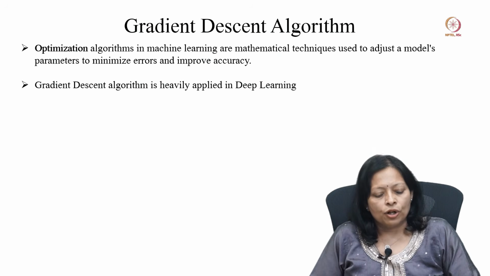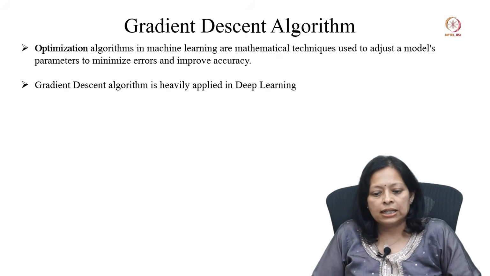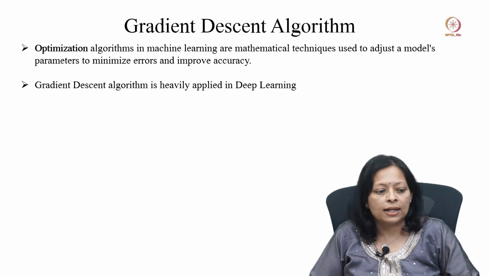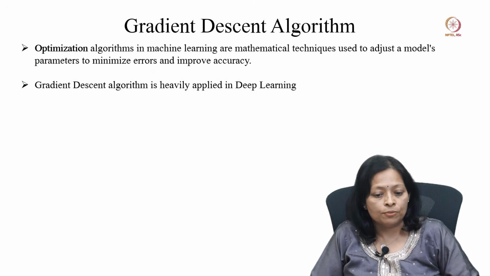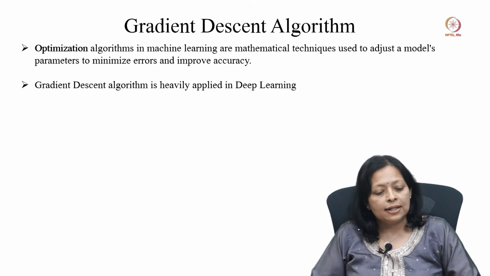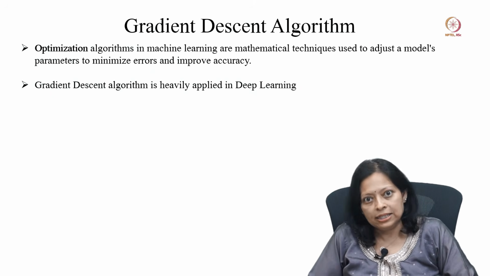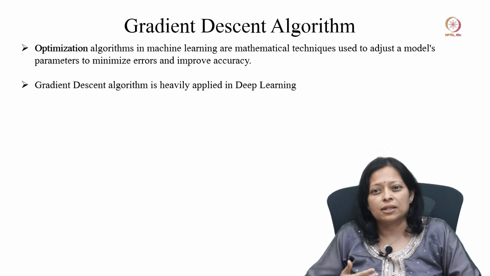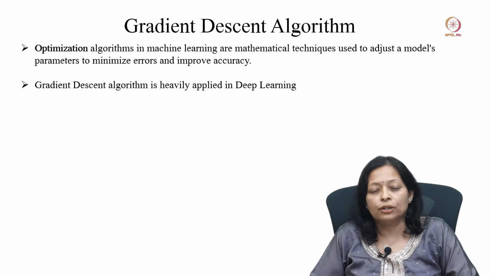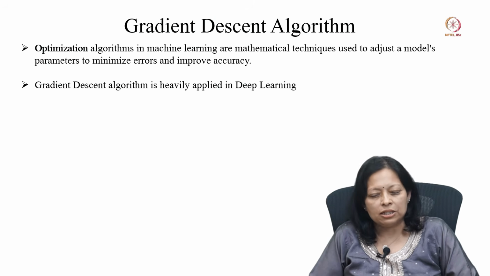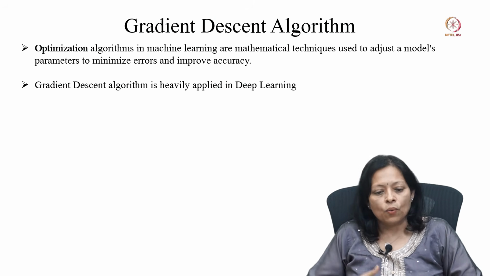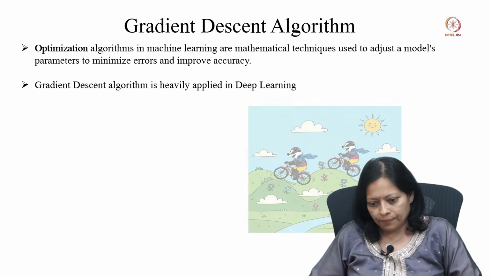As I told, optimization algorithms in machine learning are mathematical techniques used to adjust models' parameters to minimize errors and improve accuracy. And the gradient descent algorithm is heavily applied in deep learning. It is one of the most used algorithms for optimization in deep learning. Now we will see what exactly this gradient descent is.